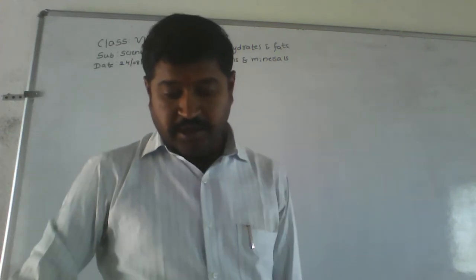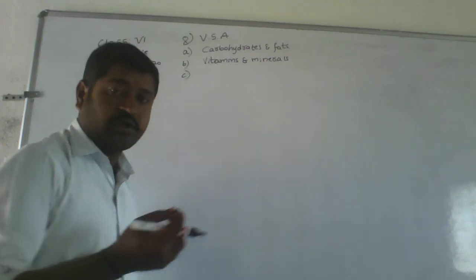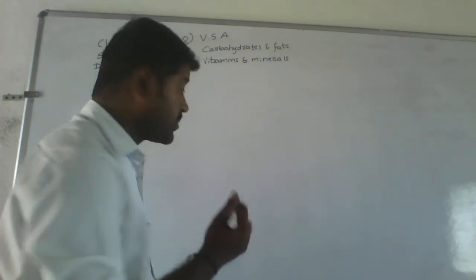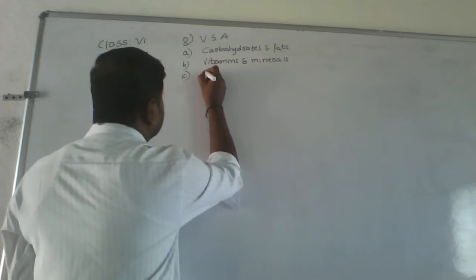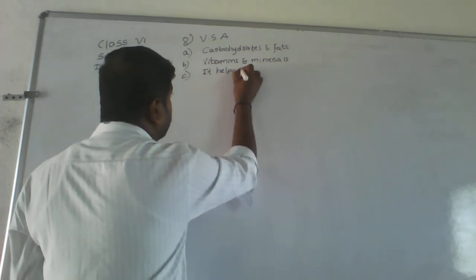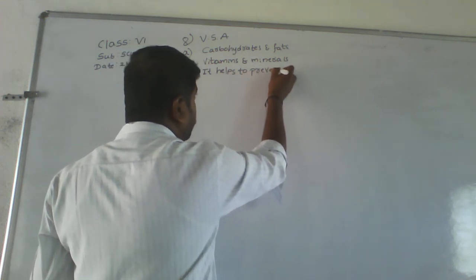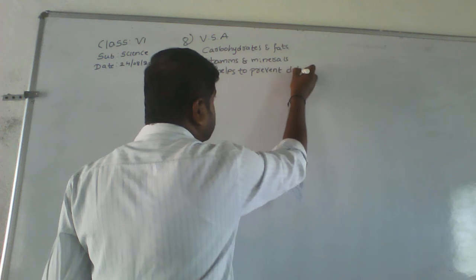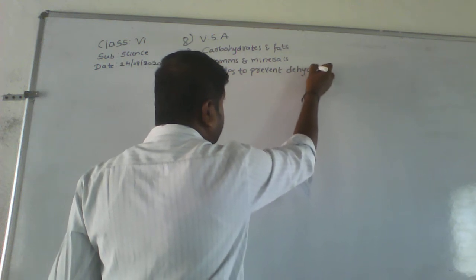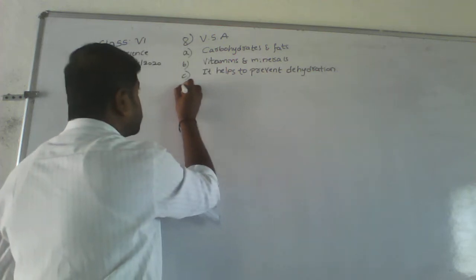Then next C. What is C? Write any one use of water. So we have to write any one use of water. For example, it helps to prevent dehydration.